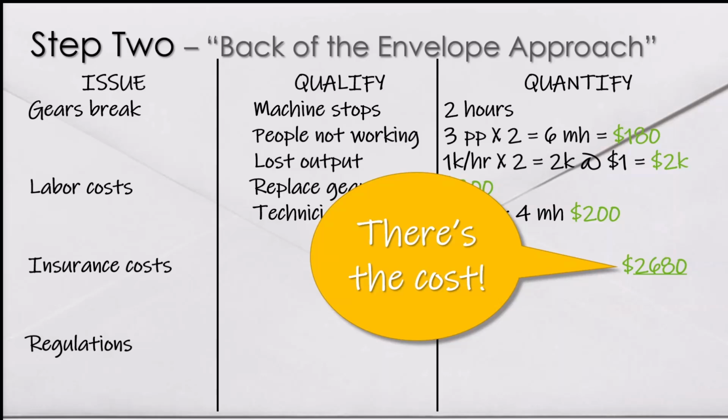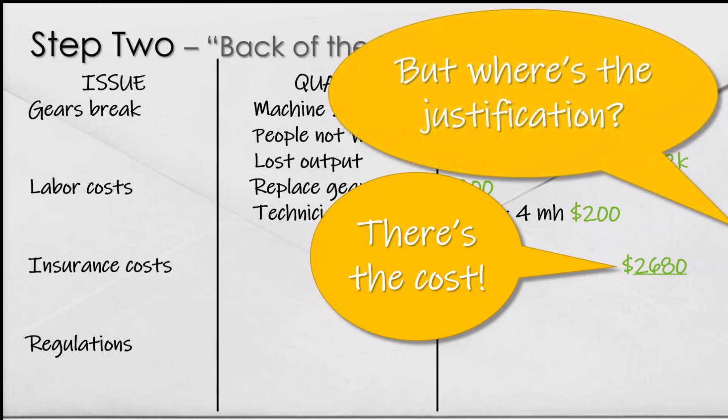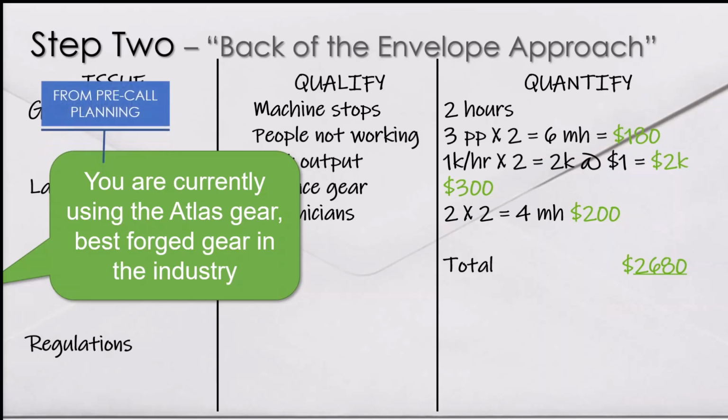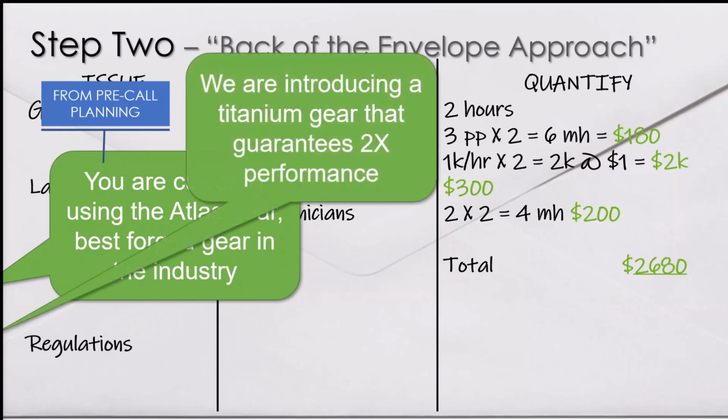So there we have a cost, but where's the cost justification? Here is where your feature benefit analysis comes in. You go to the customer and say, you're currently using the Atlas gear, which is the best forged gear in the industry. How do you know that? You got it from pre-call planning. What does this tell you about the customer? They're willing to buy quality when they see the value. All they need to do is see the value and see it quantified. You would say, we are introducing a titanium gear that guarantees 2x performance. For many buyers, they would be sold at this point.